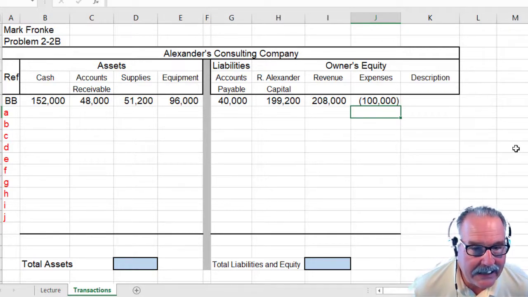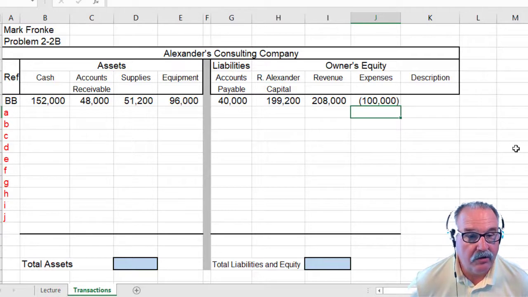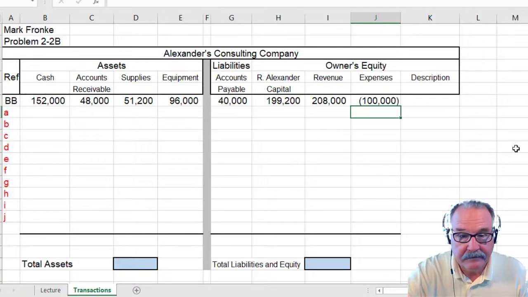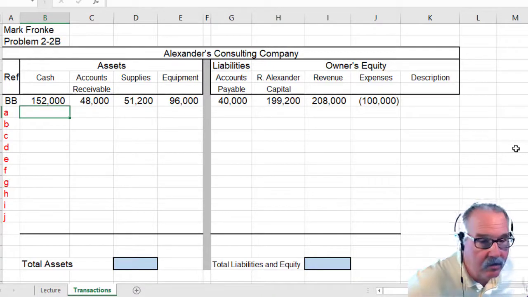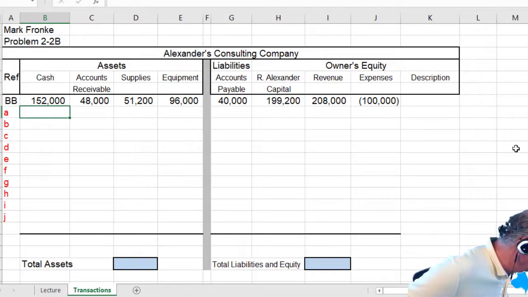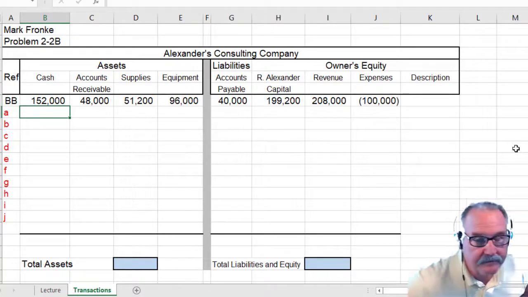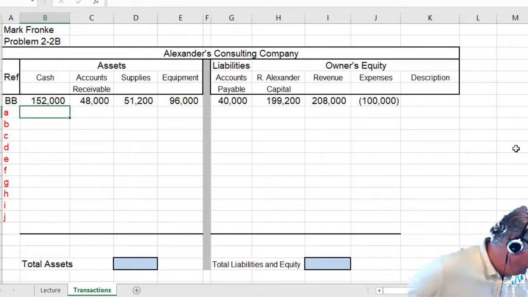So if I add together things on the left side and things on the right side, I'm going to get the same number. If you want to test it, stop the video and test it, you should. You can try it, but it does balance. So now we're going to go through the transactions. And by the way, these beginning balances were given to you in the book on page 49, problem 2-2B. And then we're going to go through the transactions.